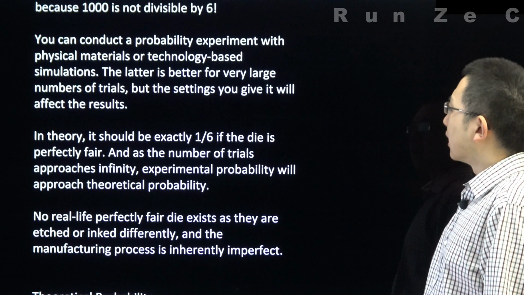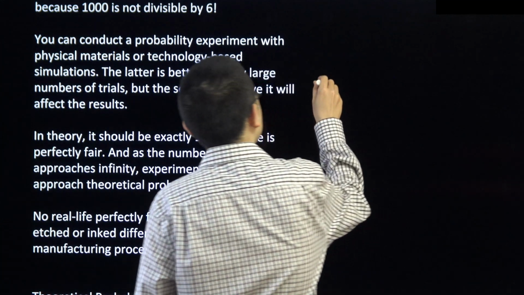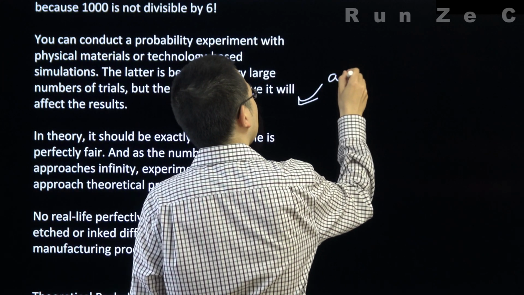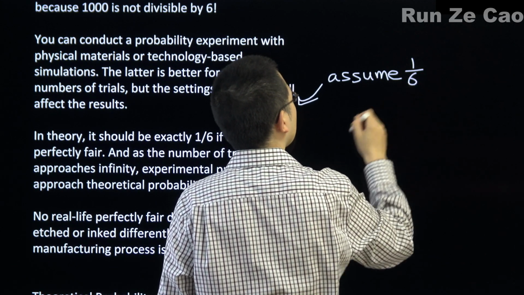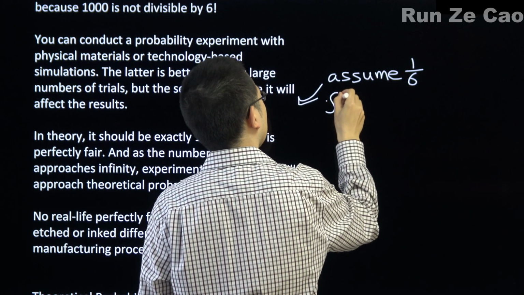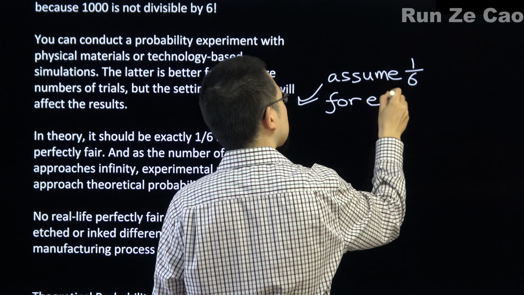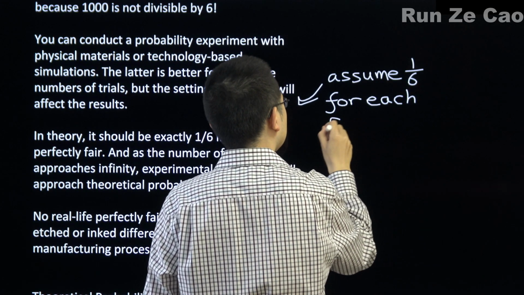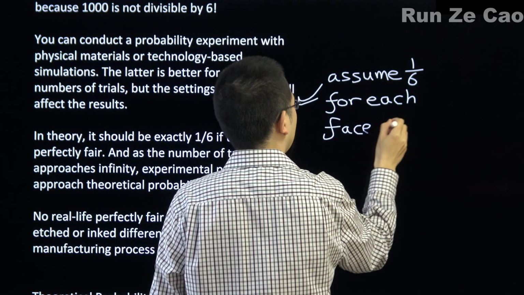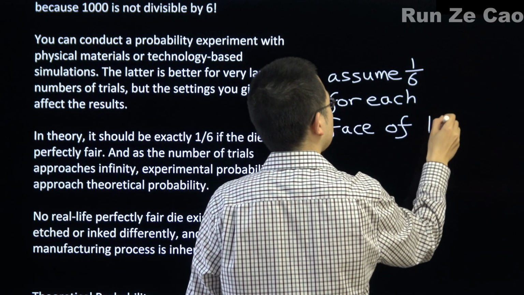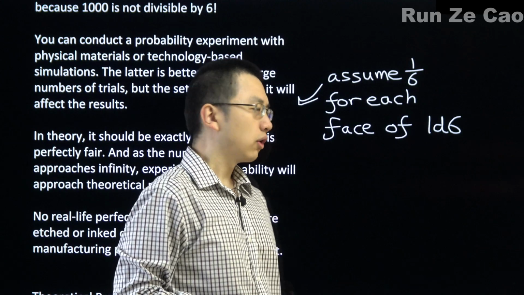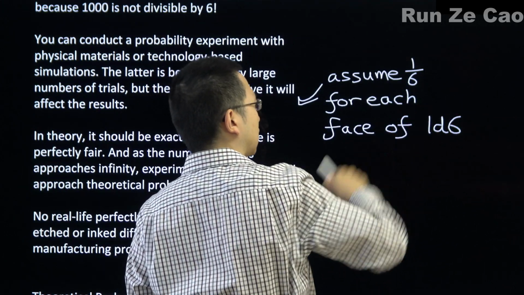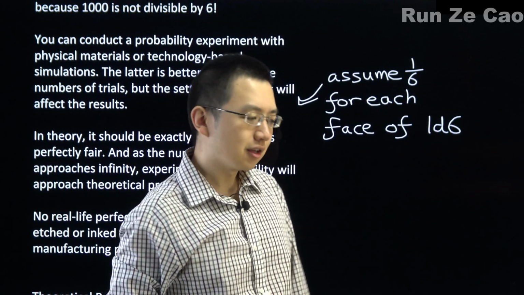Hey guys, assume 1/6 for each face of 1d6. Anybody who's ever played Dungeons and Dragons or any equivalent game on tabletop will recognize this notation.